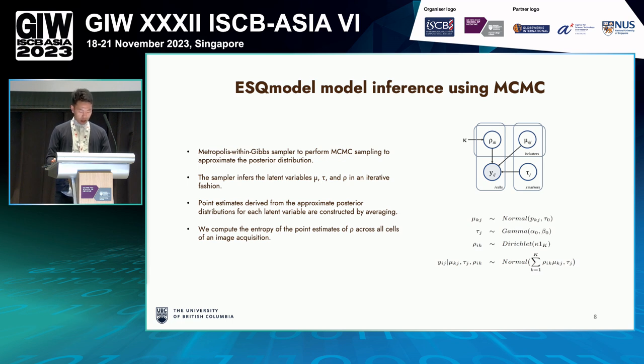We use a Metropolis-within-Gibbs sampler to perform inference, and we derive point estimates of the posterior by simply averaging across the trace, minus the burn-in. And using the point estimates of rho, we can then compute the entropy per cell.